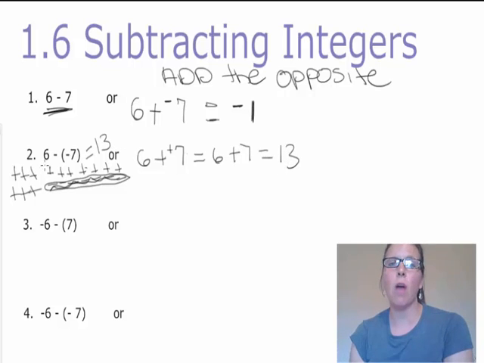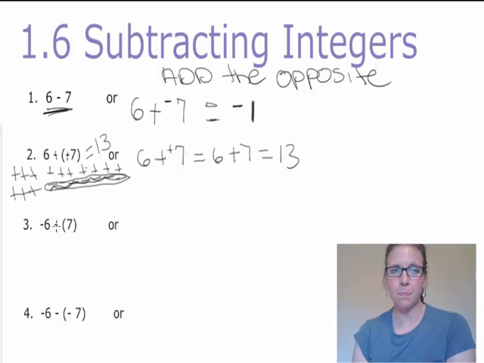So don't get thrown off. I talked to one teacher, she always says the cha-ching method. It's 6, cha-ching, 7. That makes it addition. 6 and then cha-ching, 7. And then you just add them.